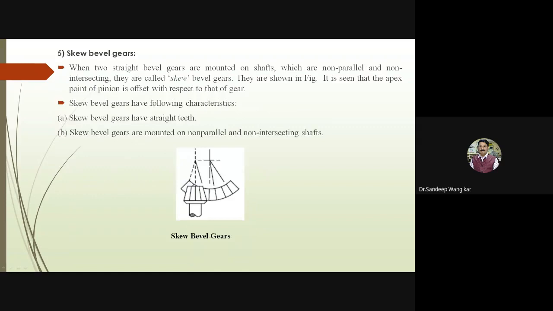Now the next category I will take in comparison: skew and hypoid. So these are types 5 and 6 we will be discussing. These are very important concepts: skew bevel gear and hypoid bevel gear. What type of gear do I call a skew gear? When two straight bevel gears are mounted on shafts which are non-parallel and non-intersecting, they are called skew bevel gears.